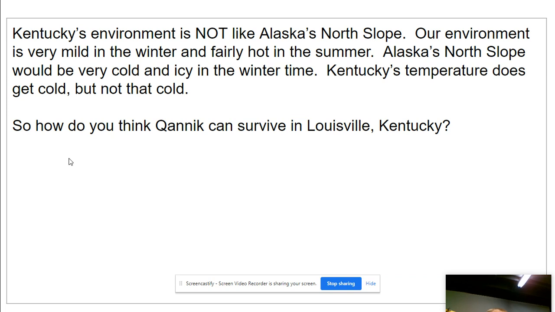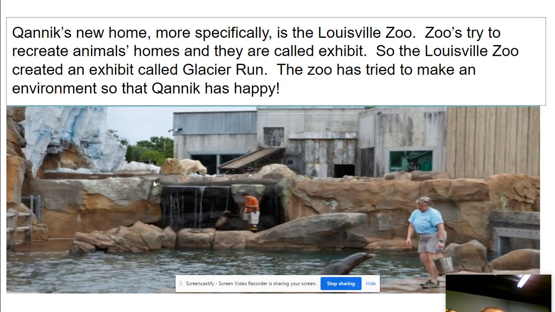So how do you think Kunik can survive in Louisville, Kentucky? I want you to think about that for a moment. How do you think she could survive in Louisville, Kentucky? So this is Kunik's new home. More specifically, it's the Louisville Zoo. Zoos try to recreate animals' homes, and they are called exhibits.